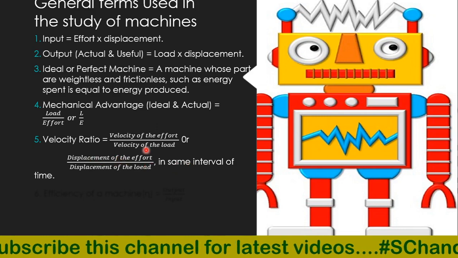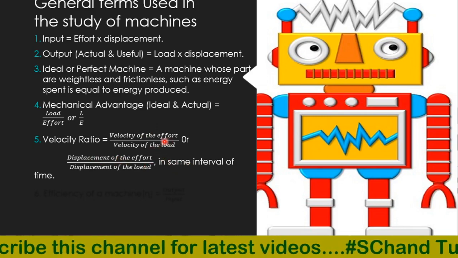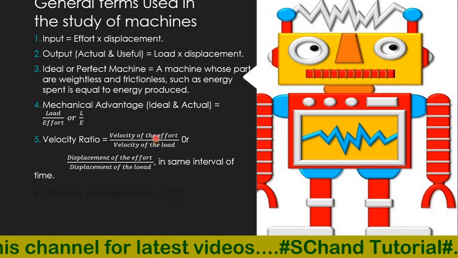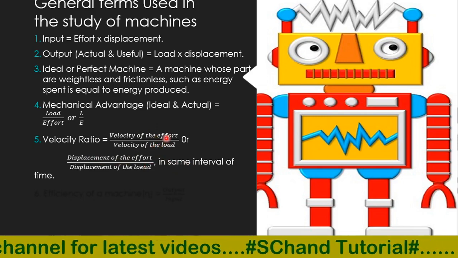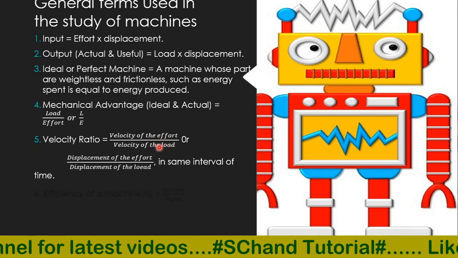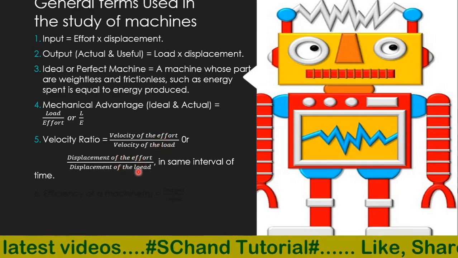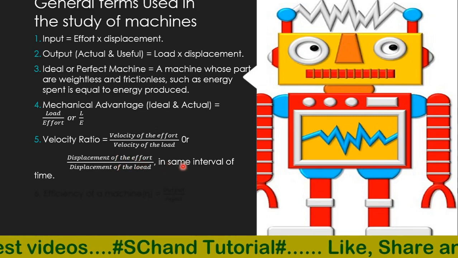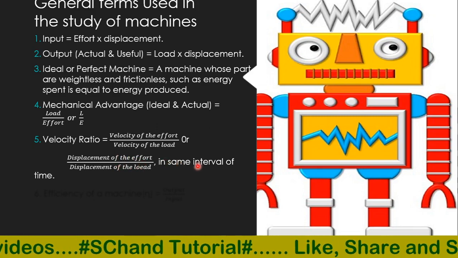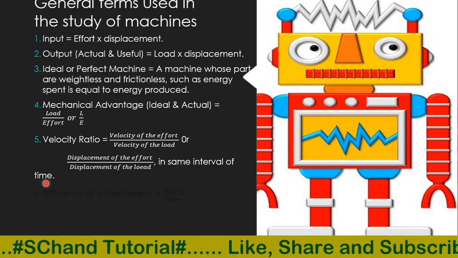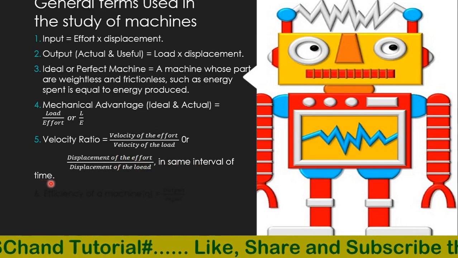Because velocity is displacement over time. So if you put displacement over time here and displacement over time here, and the time remains the same, then t will cancel. It will remain only displacement of effort over displacement of load. So it is important to mention here the same interval of time, because time is remaining the same, only then will the time cancel in this ratio.